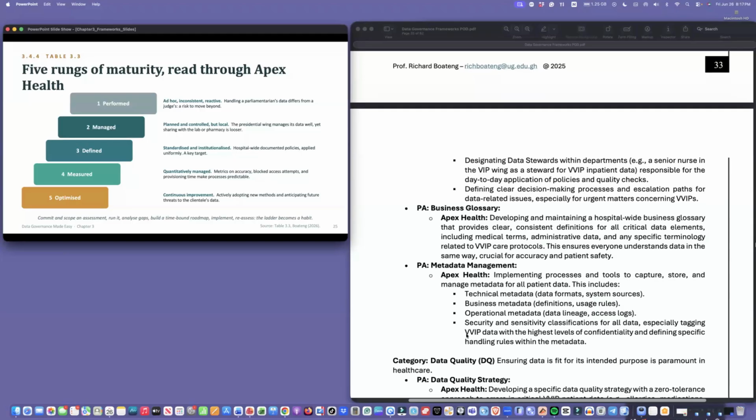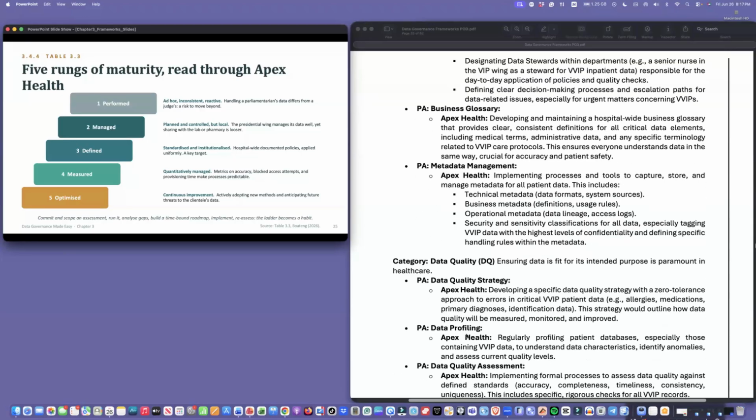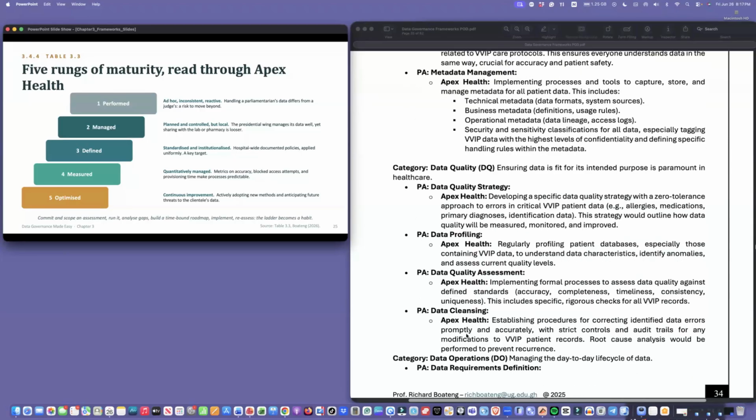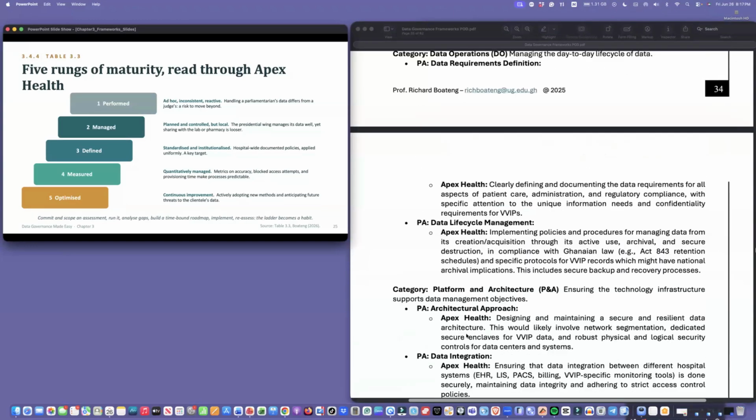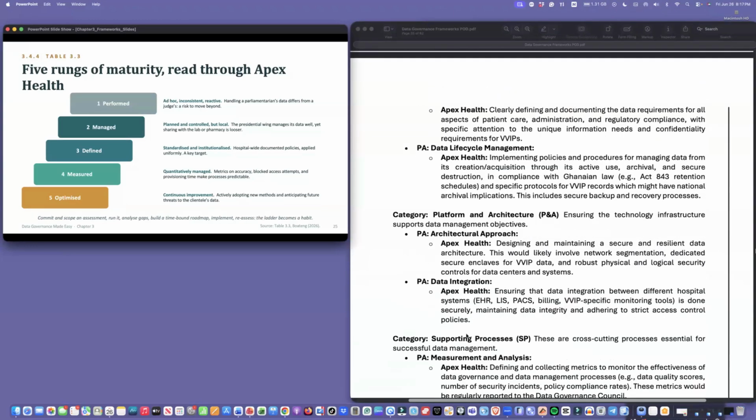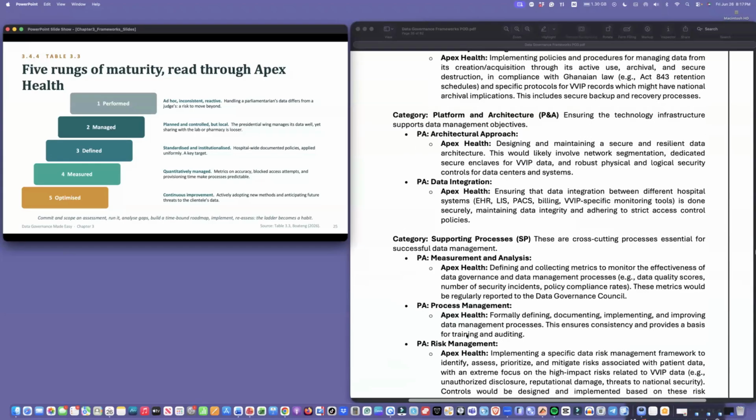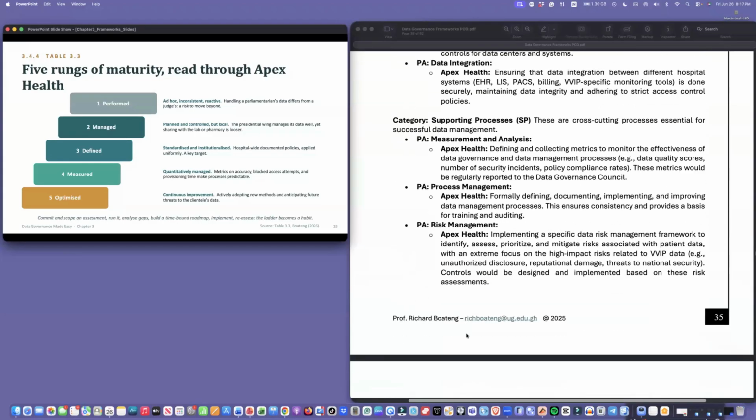Then data quality, ensuring that data is fit for the intended purpose. Data quality strategy, data profiling, data assessment, data cleansing. They have data operations, then platform architecture. These are all different categories. Then supporting processes within the data management maturity model.